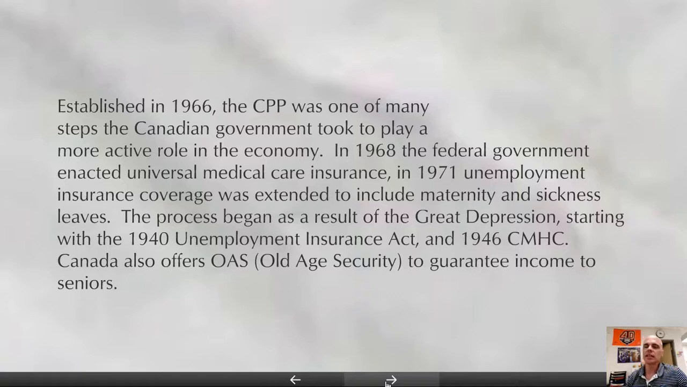Established in 1966, the Canada Pension Plan was one of many steps the Canadian governments took to play a more active role in the economy. In 1968, the federal government enacted universal medical care insurance. 1971, unemployment insurance coverage was extended to include maternity and sickness leaves. The process began as a result of the Great Depression, starting with the 1940 Unemployment Insurance Act and the 1946 Canadian Mortgage Housing Corporation. Canada also offers old age security to guaranteed income to seniors.